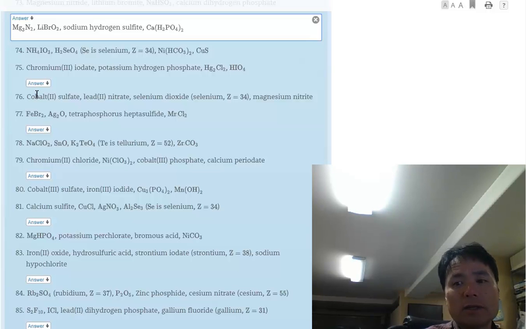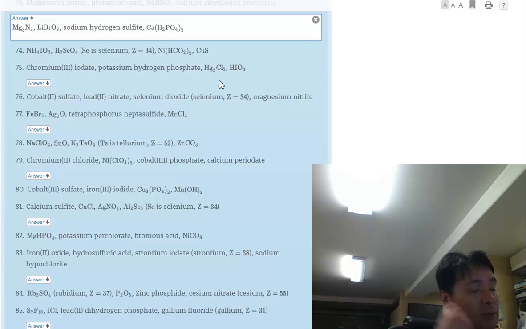And chromium is 3 plus, so we'll need 3 iodates for every chromium. Then we move on to potassium hydrogen phosphate. So this must be the monohydrogen phosphate. So this is going to be K2HPO4. But how many potassiums do we need? It's plus. Monohydrogen phosphate's 2 minus. Therefore, we'll need 2 potassiums for every monohydrogen phosphate.